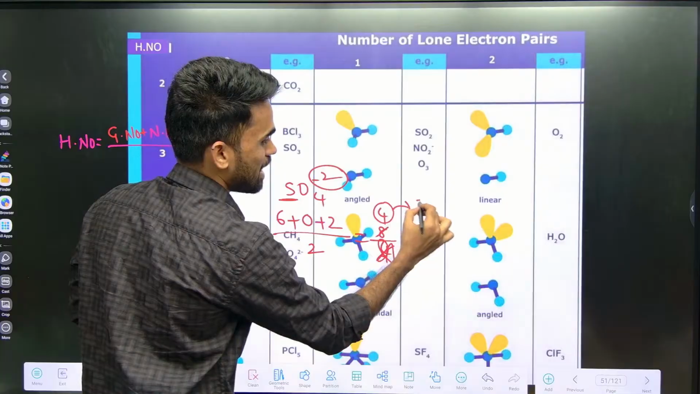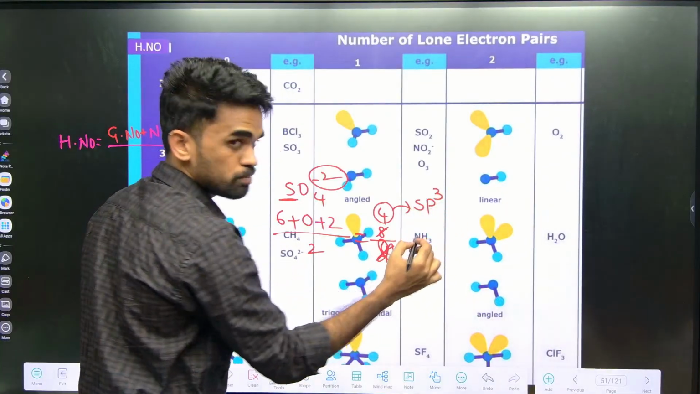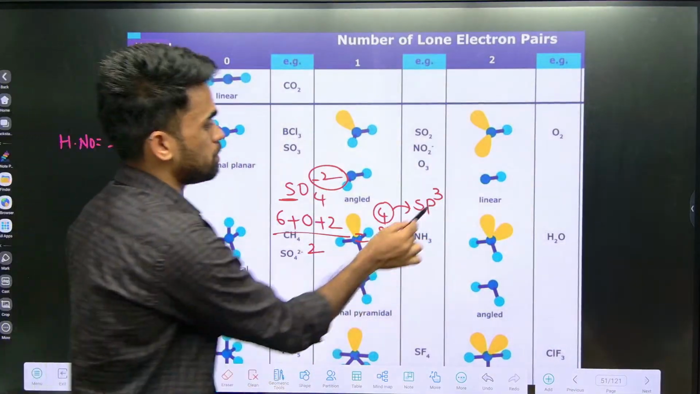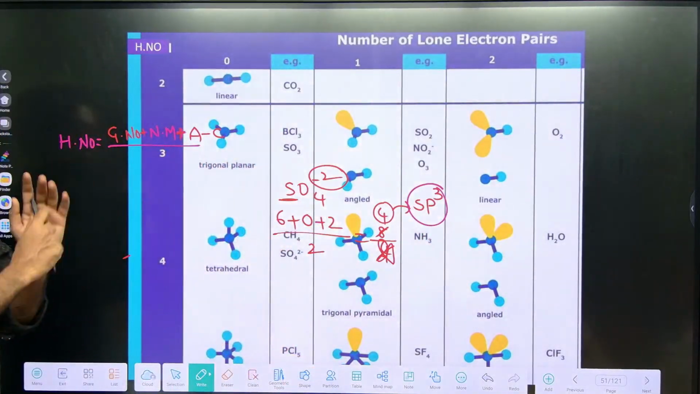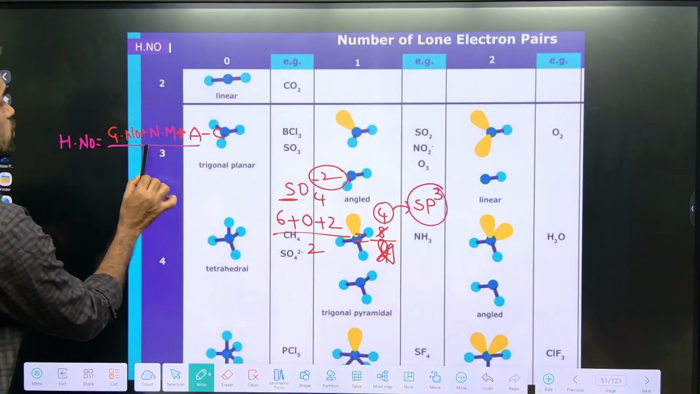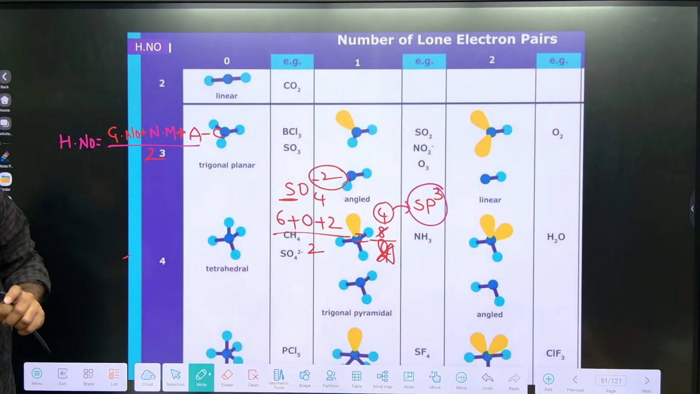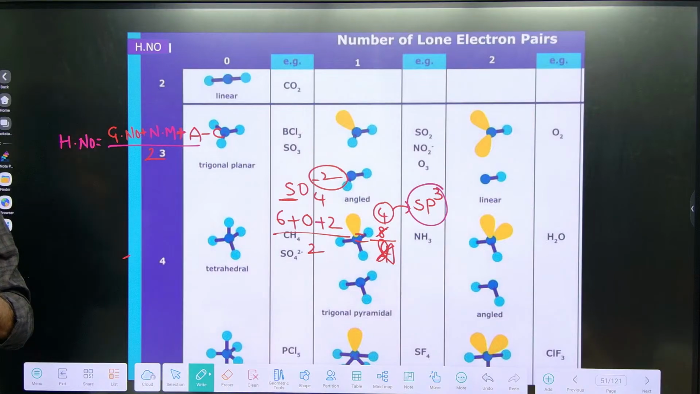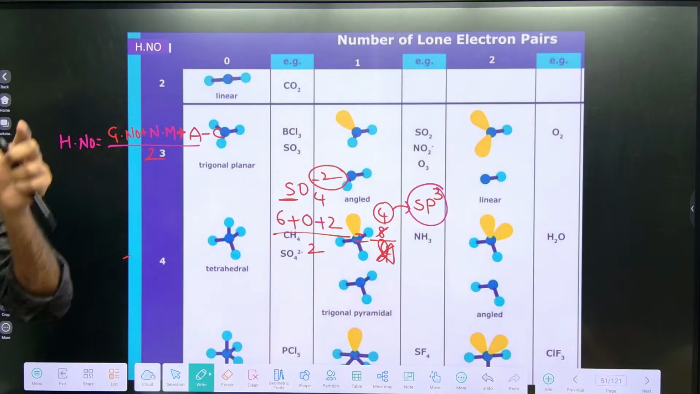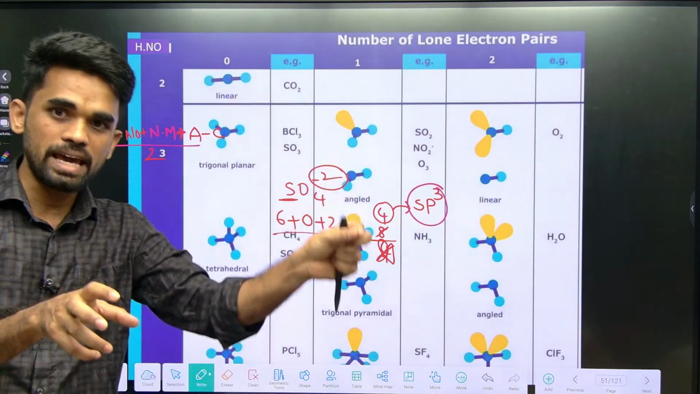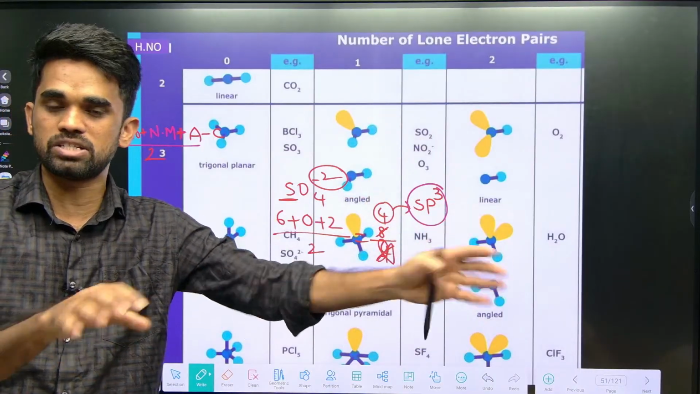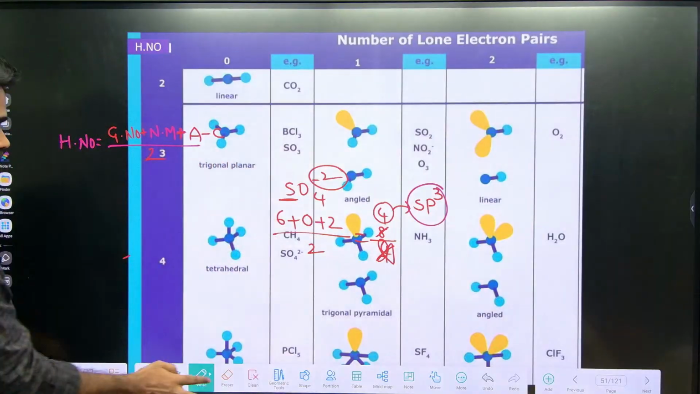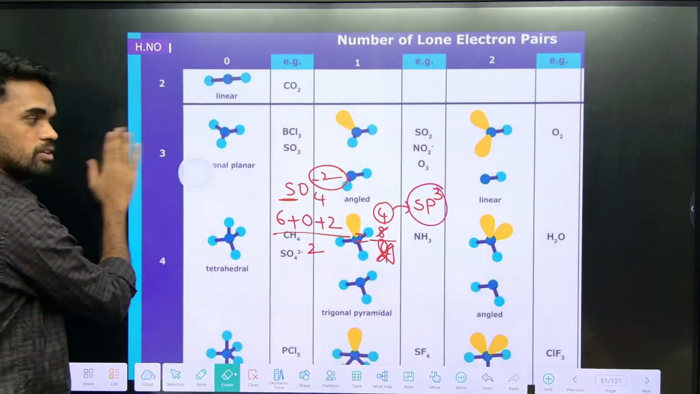4 means sp3. If it is sp3, you have the hybridization, and then we can construct the structure. Up to here it is clear? So what is the formula? Tell me once again, the hybridization formula: group number plus number of monovalent atoms plus A minus C, divided by 2. Plus A means anion charge, minus C means cation charge. Okay, that's it.